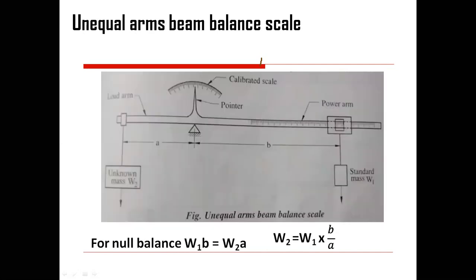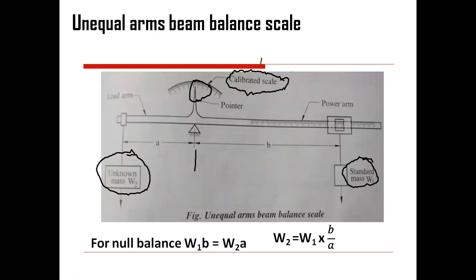Okay, now the unequal arm beam balance. Over here I will try to move it to the downward side. This is the scale. Here is your unknown weight that has been applied. This is the pointer, and this is the calibrated scale. This is the standard weight, and you can move this standard weight along the scale. So what is going to happen? An unknown weight has been applied.